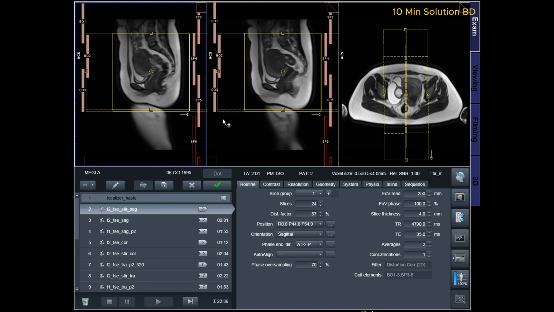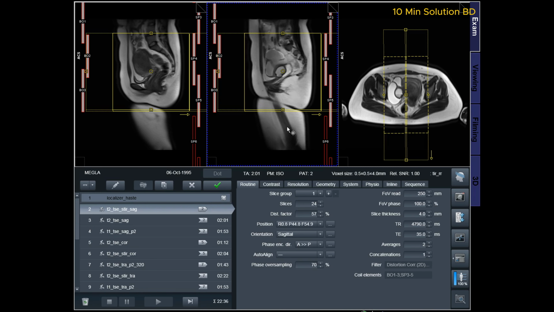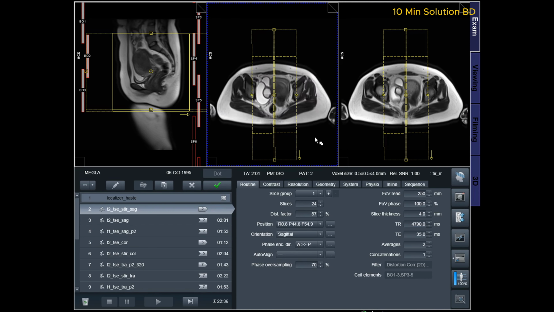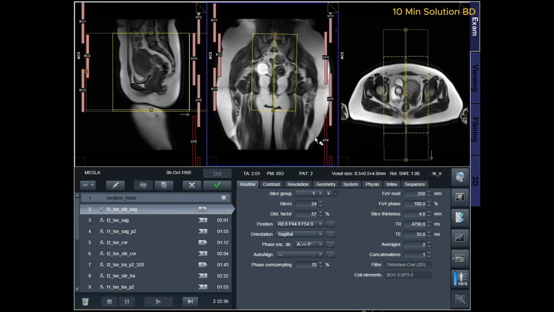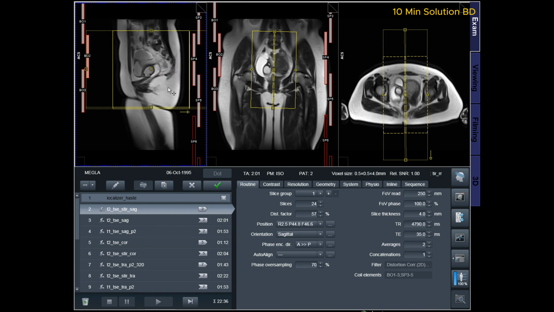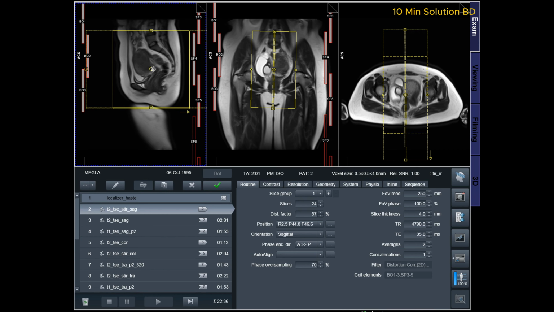T2 Sagittal 3 mm SFOV. Plan the sagittal slices on the axial plane and angle the positioning block parallel to the line along the linea alba and median sacral crest. Verify the positioning block in the other two planes.